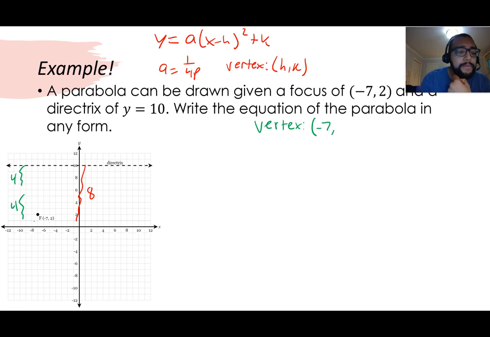So if it's 4 away from the focus, I'm just going to count up 4. Or I could have counted down 4 from the directrix. Doesn't matter. So we got a vertex here of -7, 6. Awesome. Now ask yourself, okay, is this parabola going to open up or down? In this case, this parabola is going to open down.